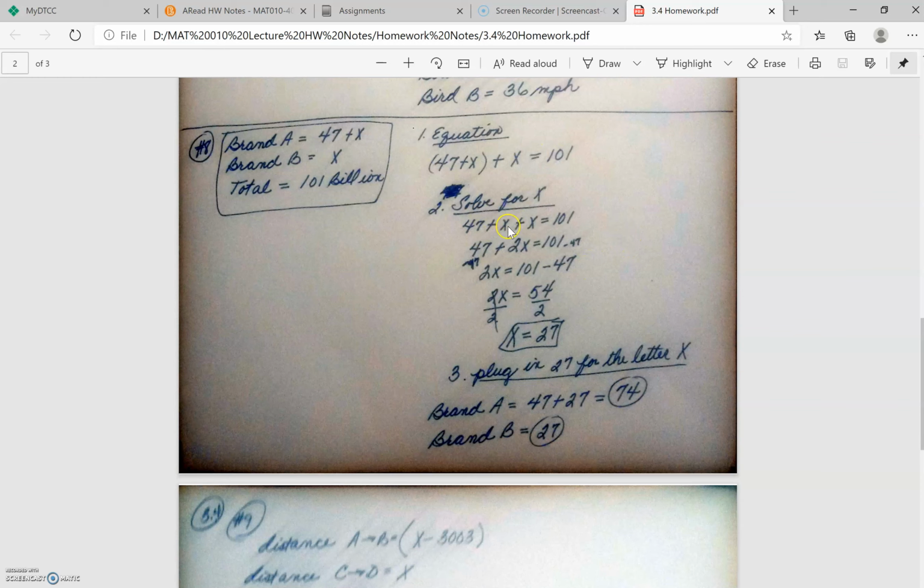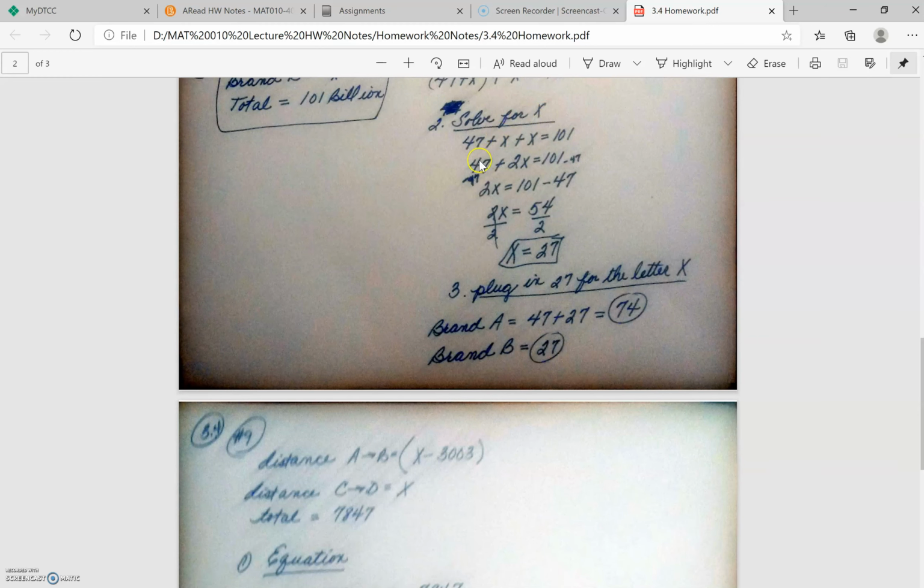So remember that you can combine like terms, and x is the same thing as 1x. So 1 plus 1 is 2, so it should be 47 plus 2x equals 101. Okay, now that we have that, we're going to go ahead and start isolating x. So we'll take this 47 and move it over to the right. And remember, since it's a positive, we're going to subtract it out. So you can see over here on this side of the equation, we have 2x equals 101 minus 47. And if we plug that into the calculator, you end up with a value of 54.